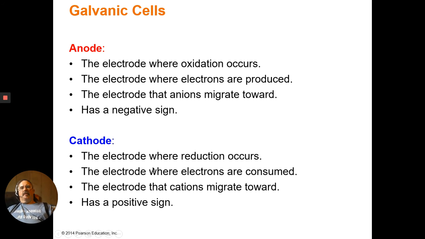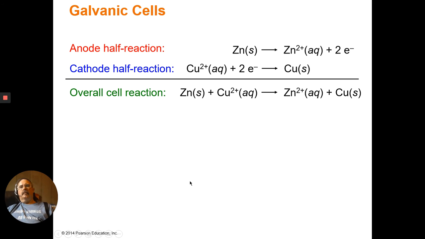The cathode is where reduction occurs. This is the electrode where electrons are consumed. Cations will move toward the cathode, and we assign this a positive sign. So these are the two half reactions. And notice in the overall reaction, there are no electrons, because the two electrons and the two electrons will subtract out.